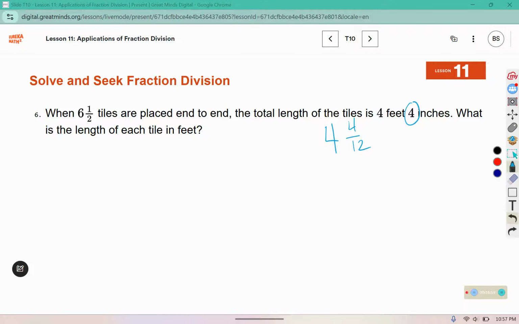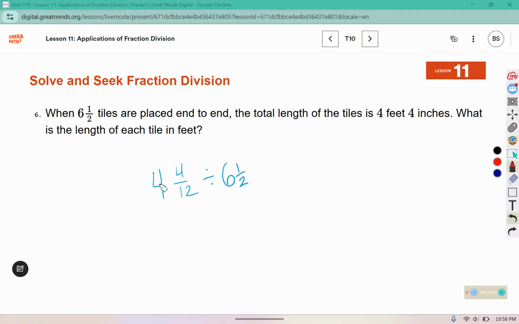Now that is the distance that it covers. And we are breaking that up into 6.5 tiles. So we're going to split 4 and 4/12 of a foot into 6.5 tiles. Again, we're changing these to improper fractions first, then leave, change, change.